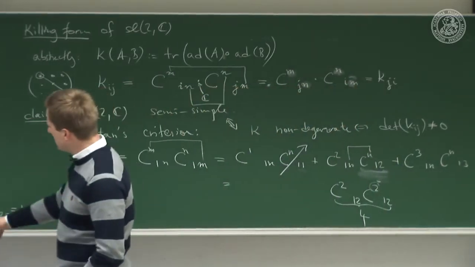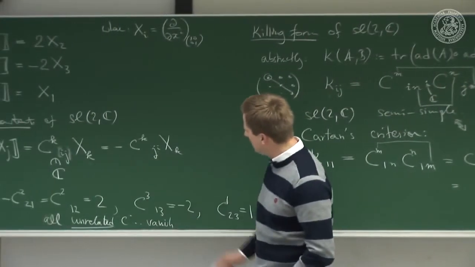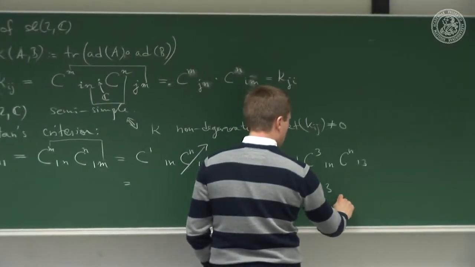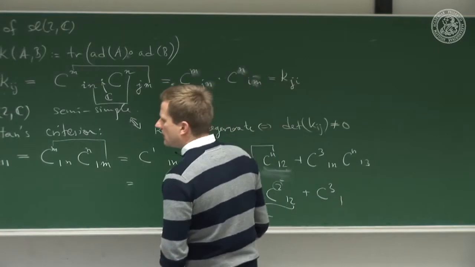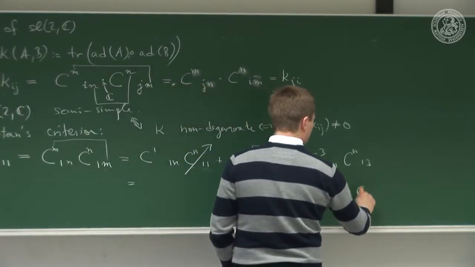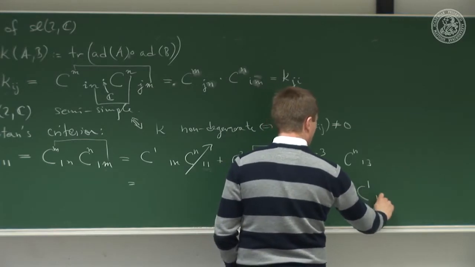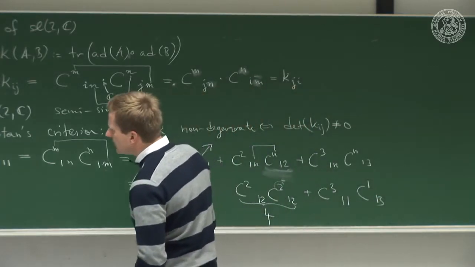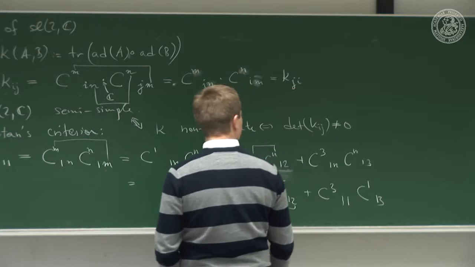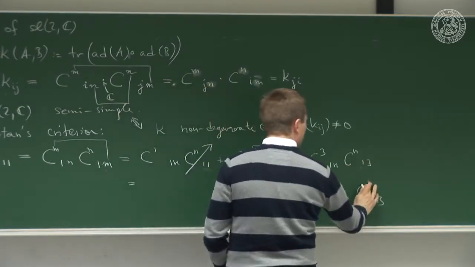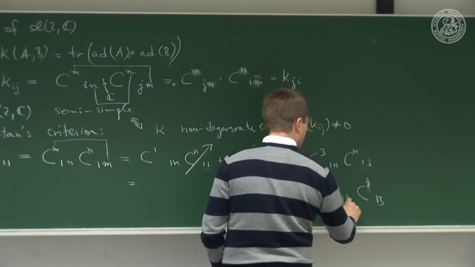Similarly here, Cn 1 3, the only one that survives is C3 1 3. So this is plus C3 1, 1, because here you have C1 1 3. No, is that right? C1 1 3. No, there's a 3. I'm sorry. So there you have a 1 3 there. That's this one. So you have to have the 3 up here and the 3 here.